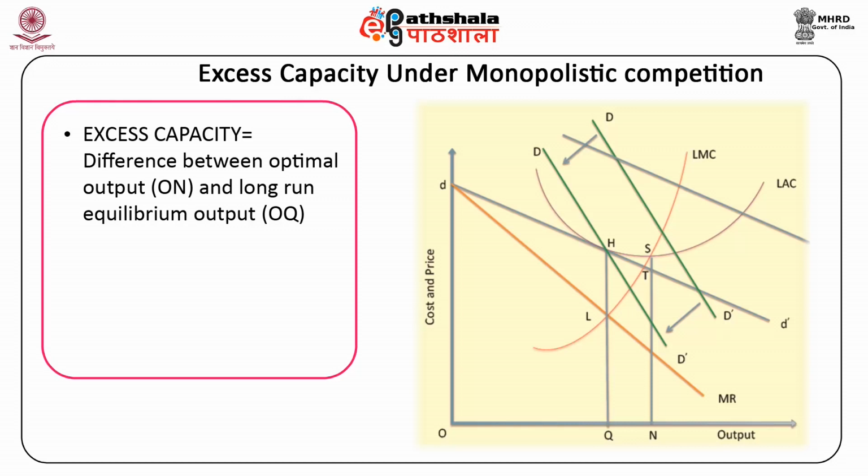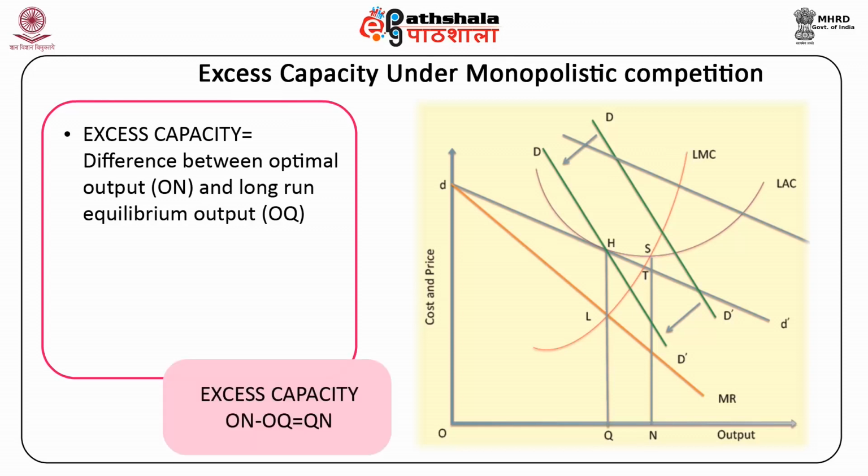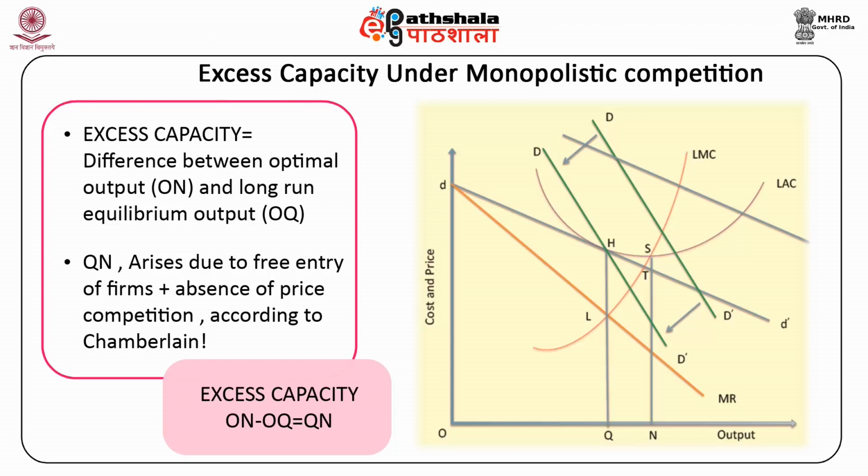Here, ON is the optimal output as it corresponds to the minimum point of the LAC curve, and OQ is the long run equilibrium output in monopolistic competition. Thus, excess capacity equals ON minus OQ, which is equal to QN. So, according to Chamberlin, excess capacity equal to QN has arisen due to free entry of firms but absence of price competition.